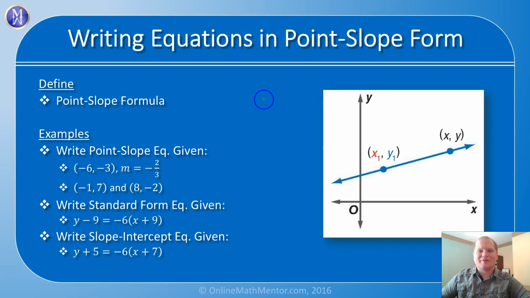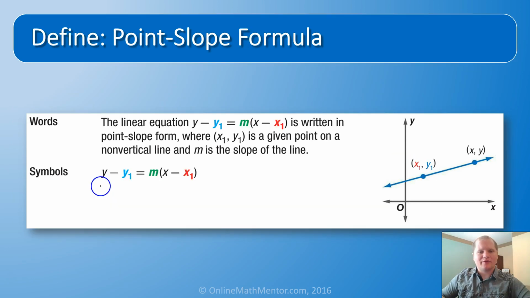In this video, we're going to go over the point-slope form. So first we're going to define it, and then we're going to do a couple of examples. So the point-slope formula is y minus y1 is equal to m times x minus x1. And in this formula, we're only substituting into y1, m, and x1.